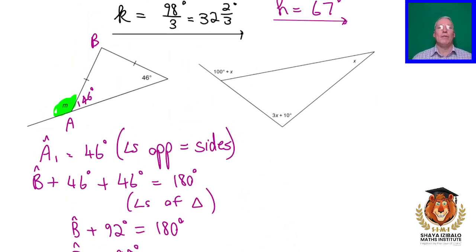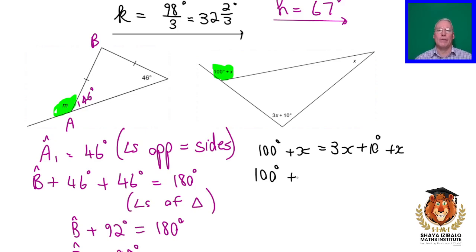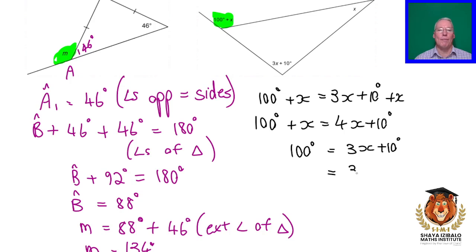Now this one, again, we've got an exterior angle over here. So we know that 100 degrees plus x must be equal to 3x plus 10 plus x. So 100 degrees plus x must be equal to 4x plus 10 degrees. Let's subtract x from both sides. So we're going to get 3x on this side, and on this side, all we've got left is the 100 degrees. Now, we don't want this 10 degrees here, so let's subtract 10 from both sides.